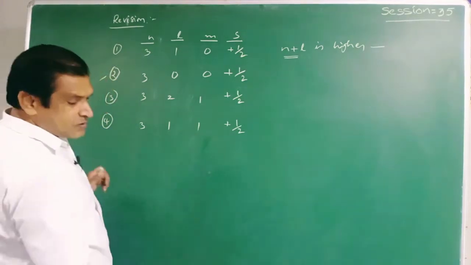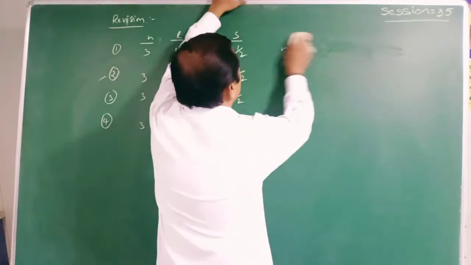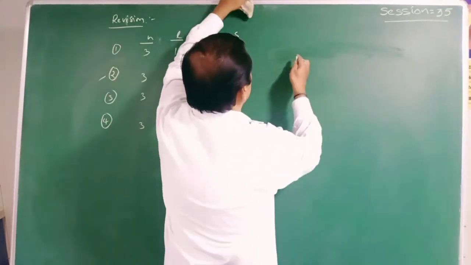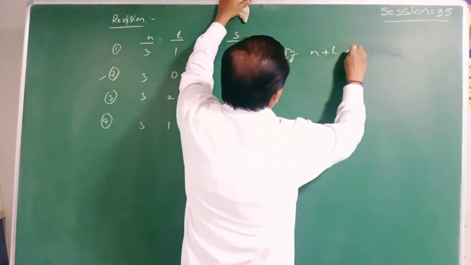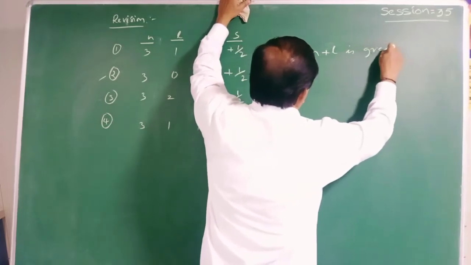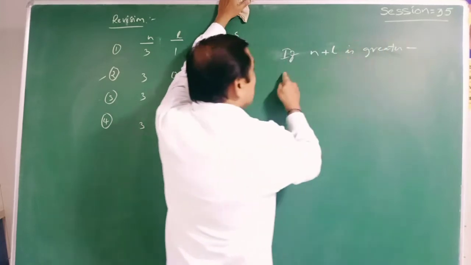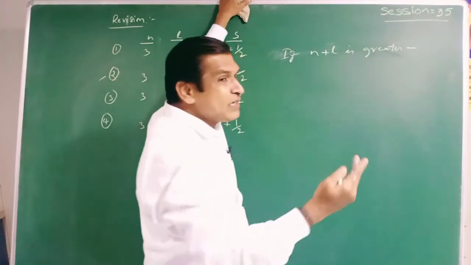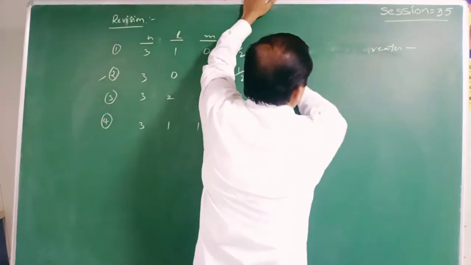Okay, higher the n plus l value, here I will write. If n plus l value is greater, then energy is higher. If n plus l value is lesser, the energy of the orbital will be minimum.